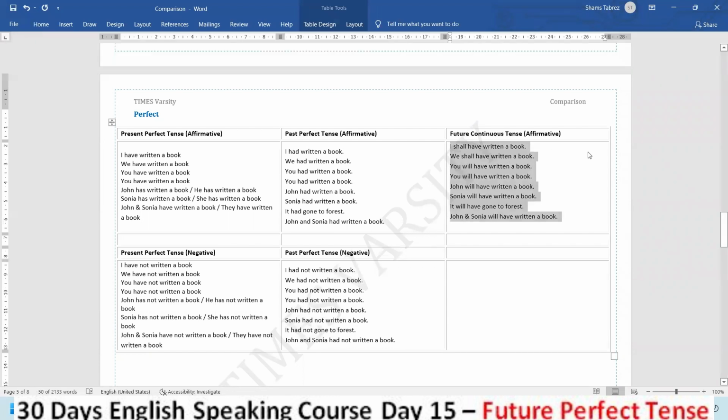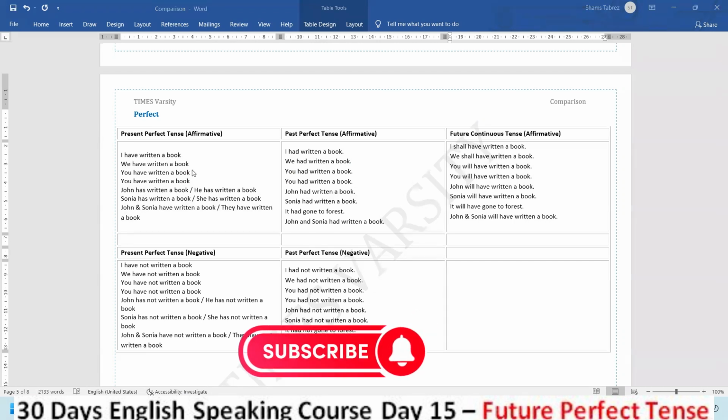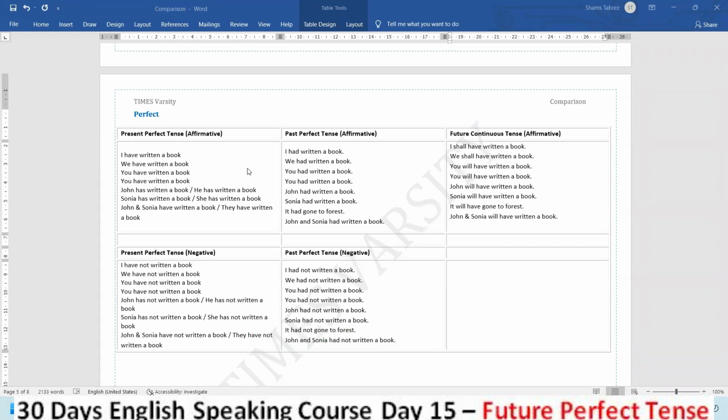right? So yes, anyone would like to read one sentence in present perfect, similarly in past perfect and future perfect with translation. Now it's time for Faiz. One sentence. I have written a book.